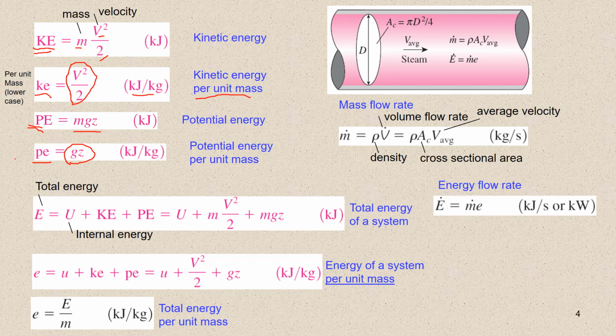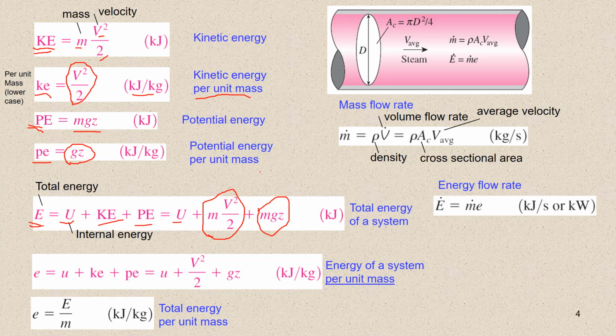The magnetic, electric and surface tension effects are significant in some specialized cases only and are usually ignored, and in the absence of such effects, the total energy of a system consists of the kinetic, potential and internal energies and is expressed as capital E equals capital U plus capital KE plus capital PE, which is also equal to capital U, which is internal energy, plus the kinetic energy portion, which is m V squared divided by 2, and the potential energy portion, which equates to m g z.